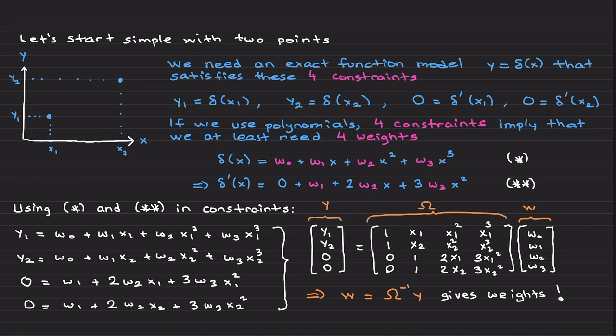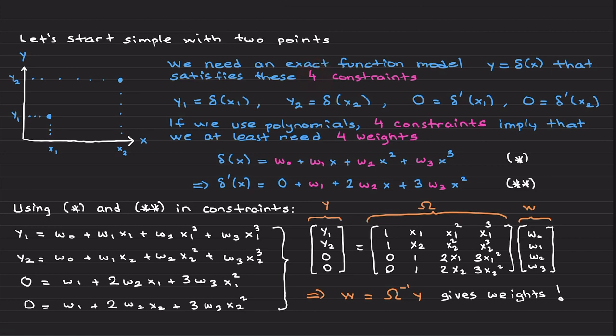Let's add 2 more constraints, similar to the time derivative. Since we are depending on x, I am using prime. Basically, this function's derivative with respect to x should be 0 here, so it will be smooth, and this function's derivative, delta prime at x2, should also be 0. So we have 4 constraints.